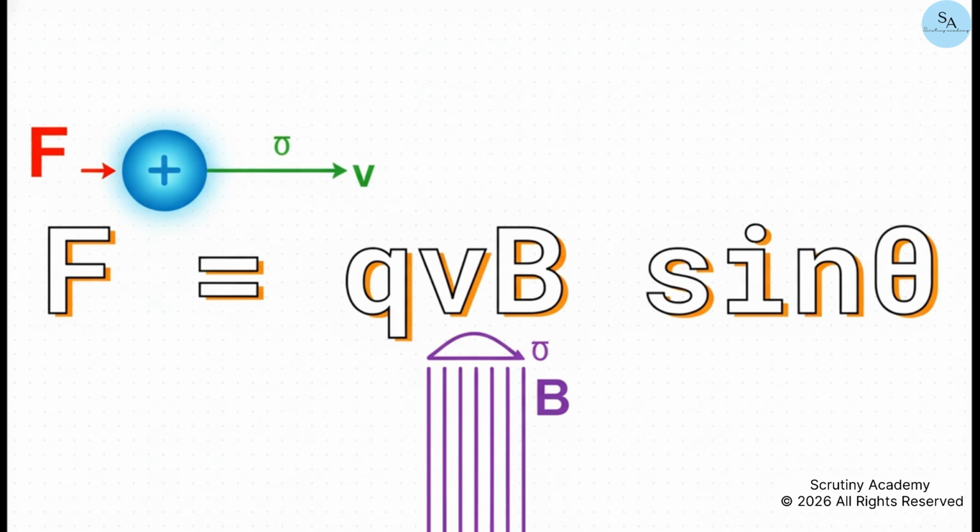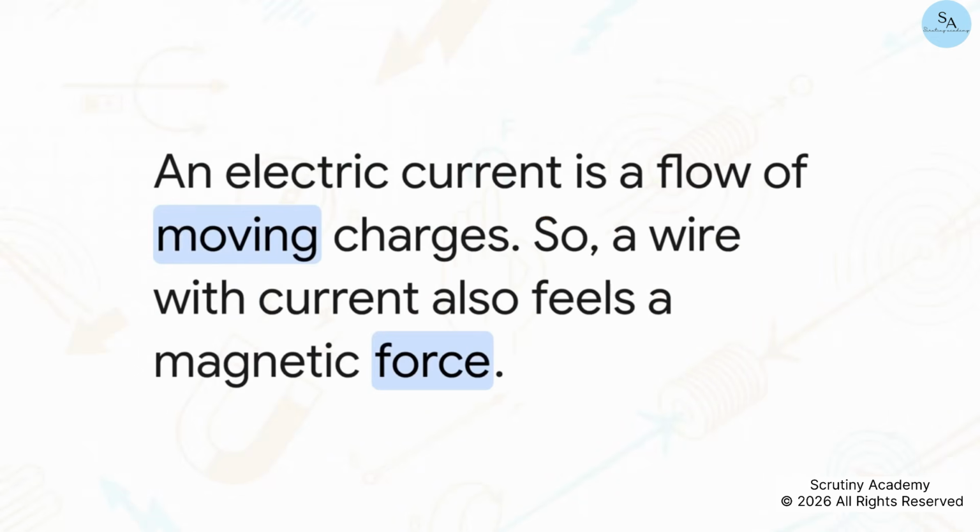You get the biggest possible force when the charge moves at a perfect right angle to the field. And let's think about it. What is an electric current, really? It's just a whole bunch of charges all moving together. So it makes perfect sense that if a single moving charge feels a force, a wire that's carrying a current is going to feel that force too.